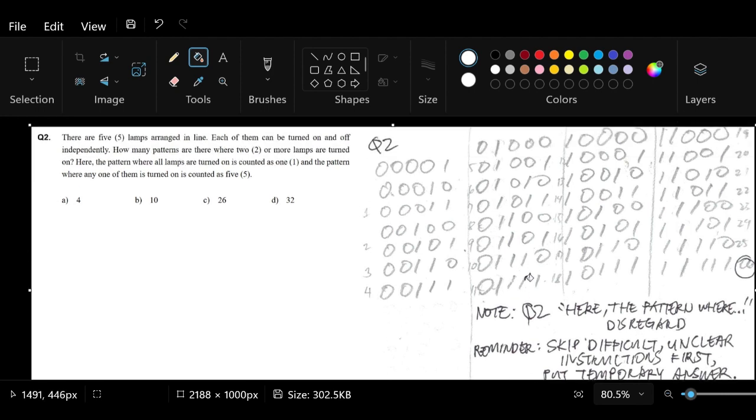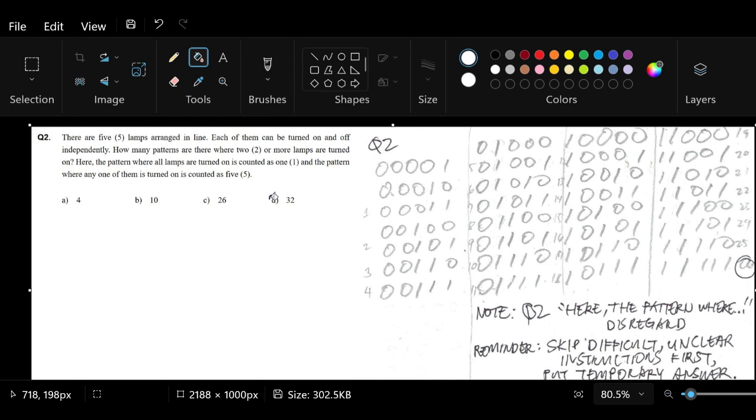And also, the question has a bit of a typographical error, which I put here. You can opt to disregard. I'm talking about this part here, the pattern where all the lamps are turned on is counted as one, and all that. It made the question a lot more ambiguous.